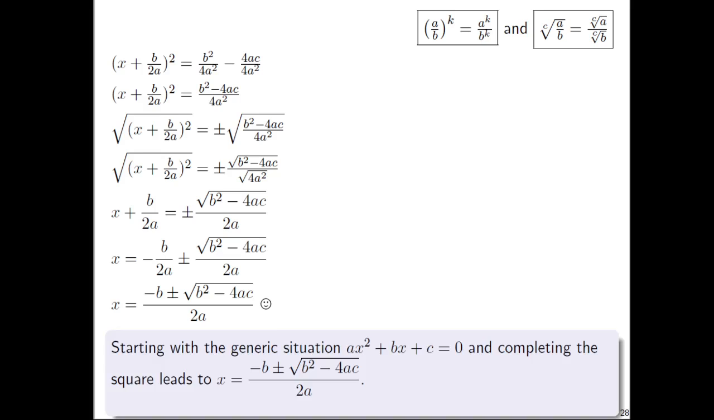So what happened here is we started with a very generic situation. We started with, we don't know what number, but let's call it a. We don't know what number, but we'll call it b, and we don't know what number, but we'll call it c. And we started with ax squared plus bx plus c equals 0. And then we applied this completing the square process, all the same thought processes that we've done with the other problems where we did know the numbers. And this led to x equals negative b plus or minus the square root of b squared minus 4ac all over 2a. This is known as the quadratic formula.